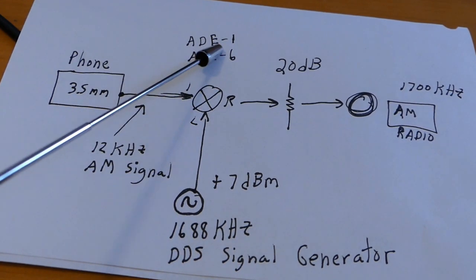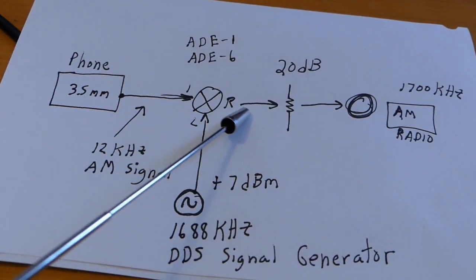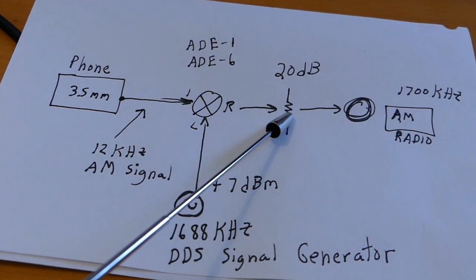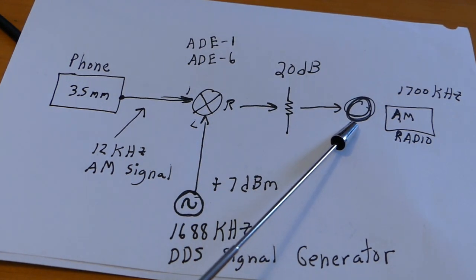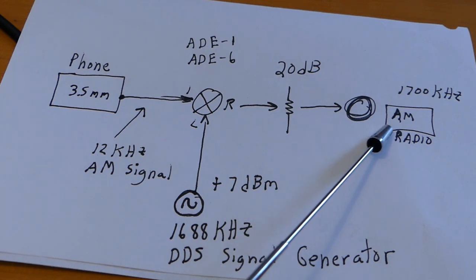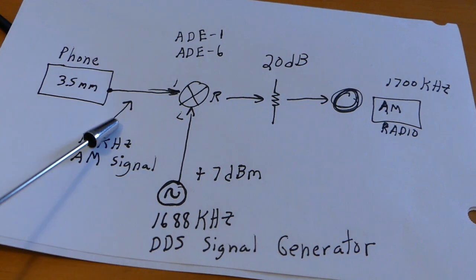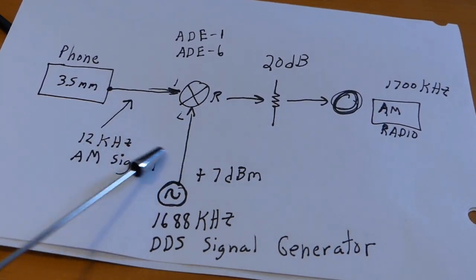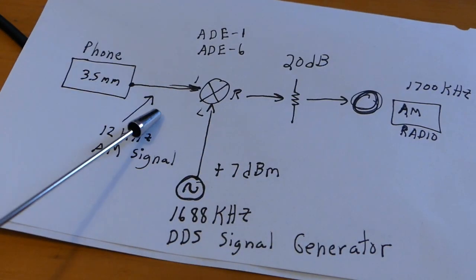And we're using the ADE-1, or you can use the ADE-6 mixer here. I put in a 20 dB pad just to get the matching good. And then that loop of wire is the whiskey bottle that you saw. And next to that was the AM radio tuned to 1700 kilohertz. So this is a simple little AM transmitter we made here on Moonshine Radio.